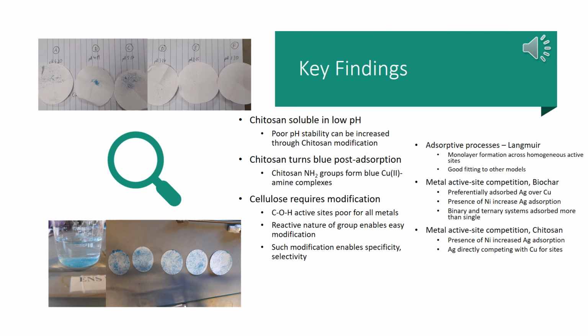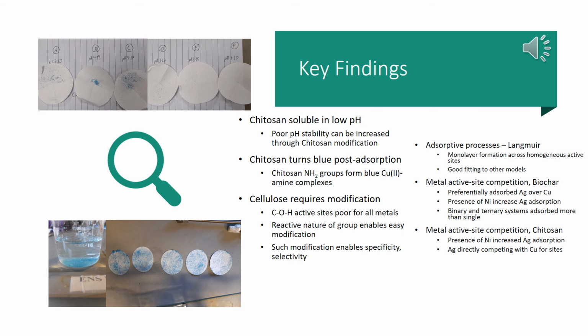So, key findings. As I mentioned in the pH optimization section, chitosan was actually soluble at the low pH, which means that the adsorption results at that pH were invalid. Chitosan would turn blue after adsorption with copper, and that can be partially a result of copper forming amine complexes, which is characterized by that royal blue color you can see in the bottom left picture. Cellulose, as it was quite poor throughout the experiment, needs modification for it to be a useful adsorbent. The overall adsorption process of biochar with silver and chitosan with copper was governed by the Langmuir model.